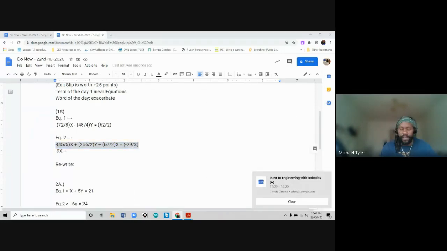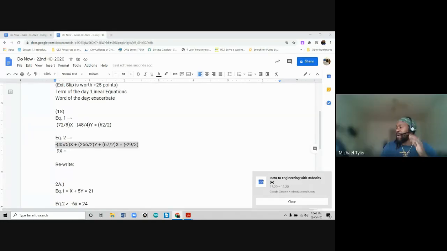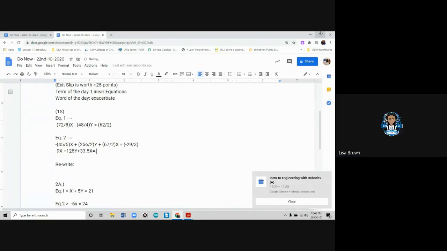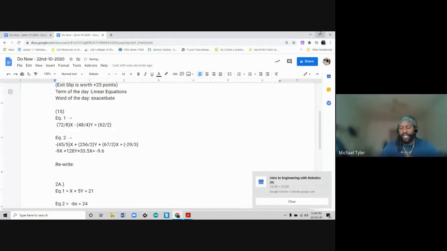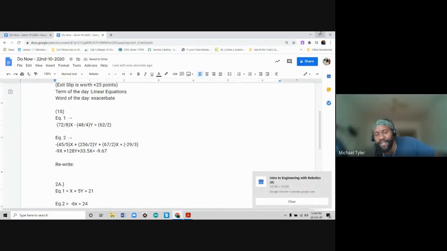So right now we're reducing this, you guys. Who can tell me what it's going to be when it's reduced? The whole thing reduced, what is it going to be? 128y. Who said that? Lisa, okay, 128y. There you go. I was looking for the rest of it. What else we got? Plus 33.5x, right? And what else you got? Equals negative 9.66, I think. Is it 6 repeating? So you just say 6, 7. All right.